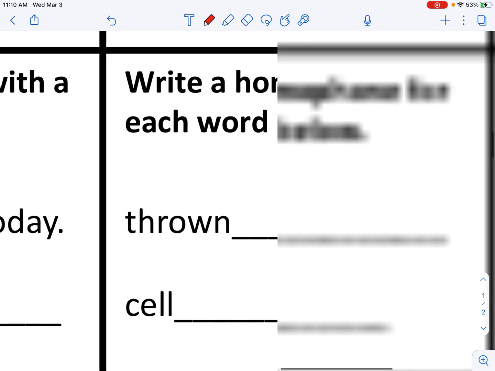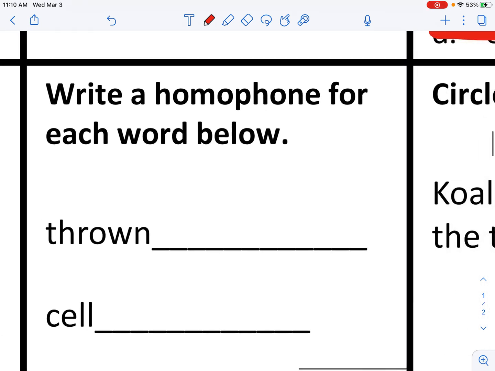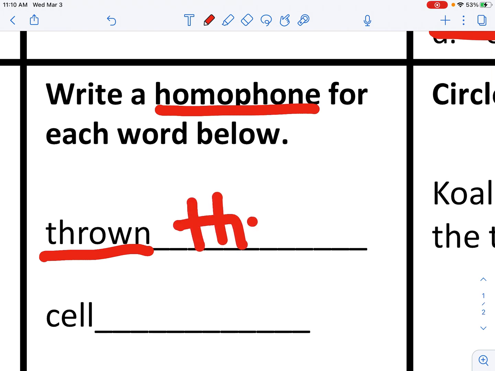Write a homophone for each word below. Homophones are words that sound the same but are spelled different. Thrown. This type of thrown that they've spelled here is like if you've thrown a baseball with your dad. It's when you throw something in the air. There's also another word pronounced the same, but it's spelled T-H-R-O-N-E. And it's what a king would sit on.